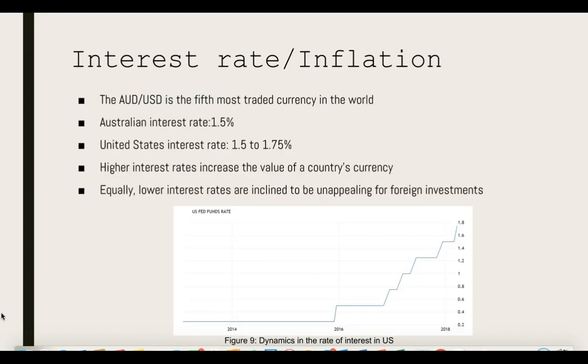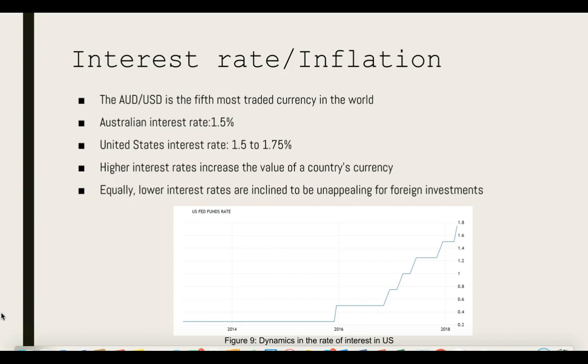The Australian and the US dollar is the fifth most traded currency in the world. During the April 2018 meeting of the Reserve Bank of Australia, the interest rate was left unchanged again at the record low of 1.5. In the United States, the federal rate was raised to between 1.5 to 1.75 during the meeting of March 2018. The average interest rate for Australia between 1990 to 2018 was 4.58%, whereas in the United States from 1971 until 2018 it has been 5.7%.